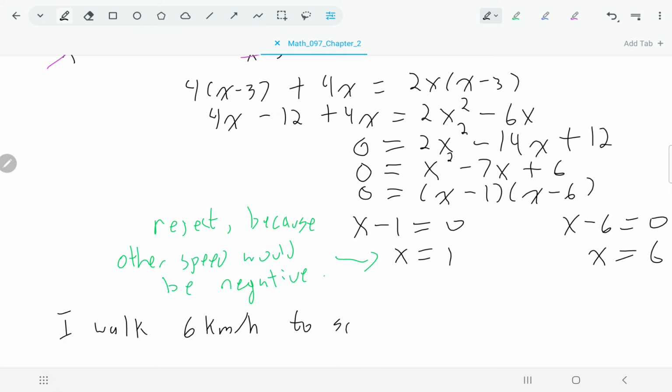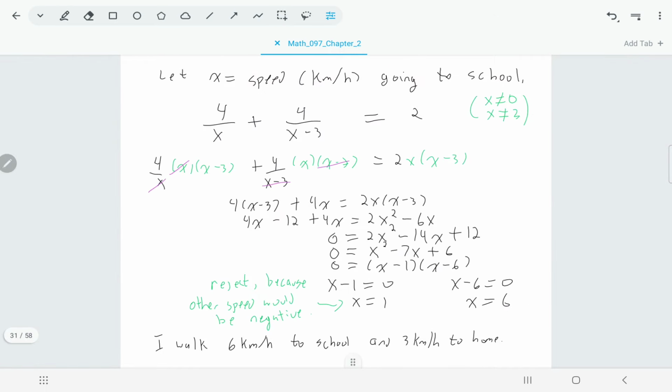So I walk 6 kilometers an hour to school and 3 kilometers an hour going home. And that was all that we had to answer for this question, so we are finished. Again, it's possible that we might have had other things to answer, which is why we always need to go back and take a look at our question and make sure we've answered everything we need to answer.